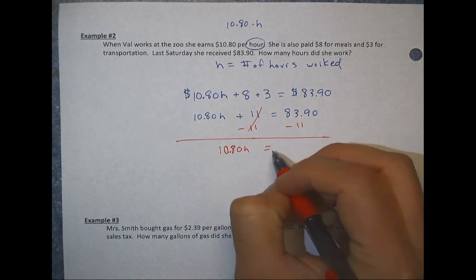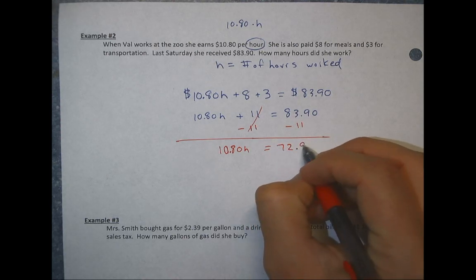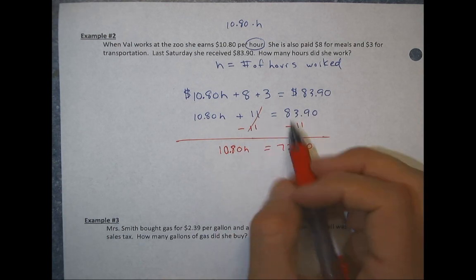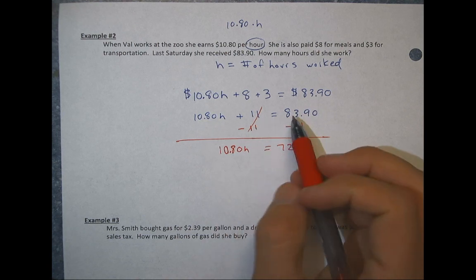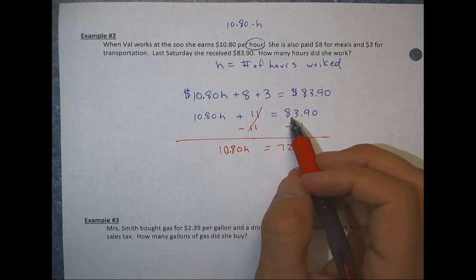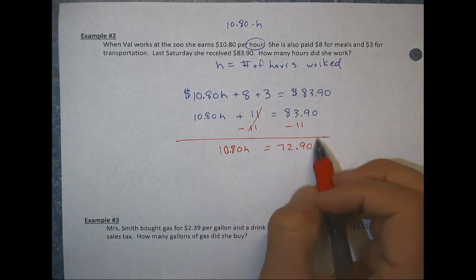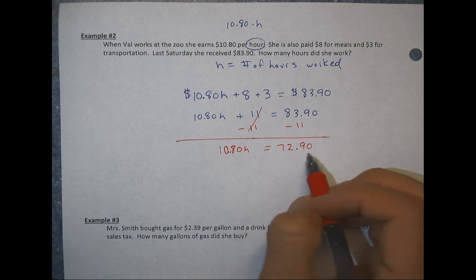10.80H. And then when I subtract over here, I've got 72.90. So if you had to explain what you actually did here, you took out the $11 for meals and transportation from the total amount that she made. So she made $83.90. If you take the $11 off, you're left with how much she got paid for her hours. So she was paid $72.90 for her hours.